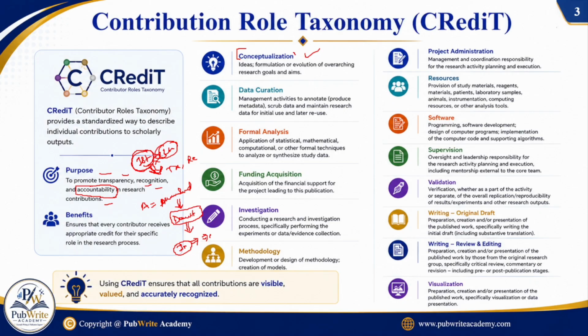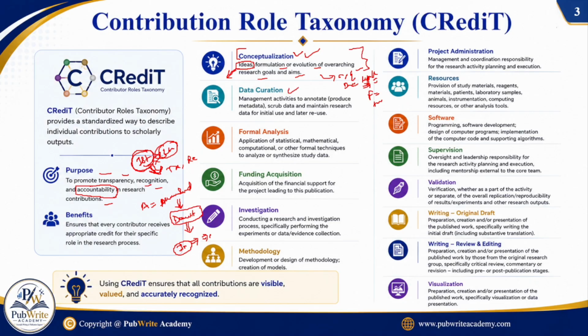So the first is conceptualization. Conceptualization means the idea. We can denote that the first author is involved in the idea or formulation or evaluation of the overarching research goal or aim. It includes identifying the issue, question, problem, each and everything. It involves the development of the research question or hypothesis, like he or she developed the hypothesis. Apart from that, it also includes the research framework, what will be the tool, what will be the experimental paradigm. Each and everything is included in conceptualization.